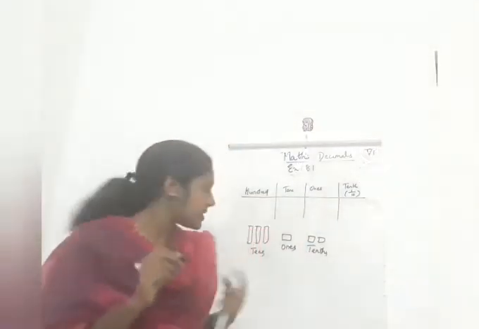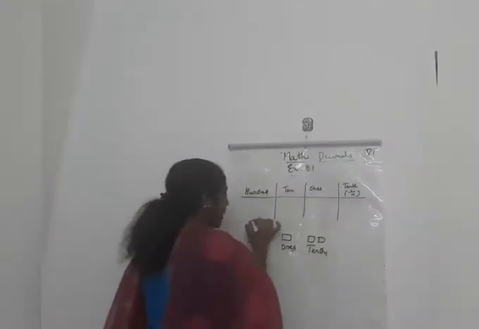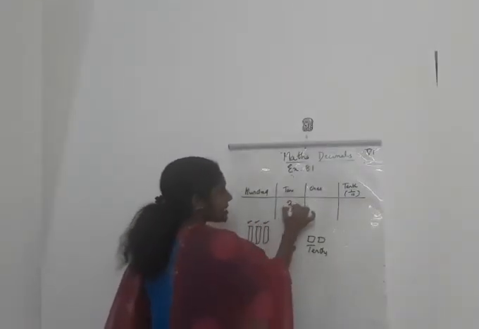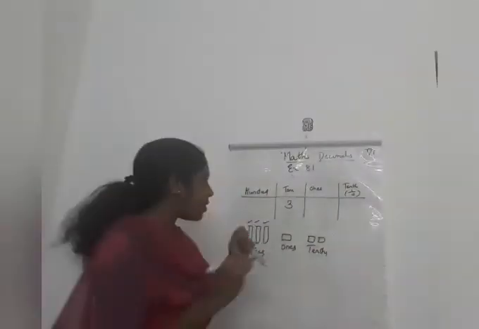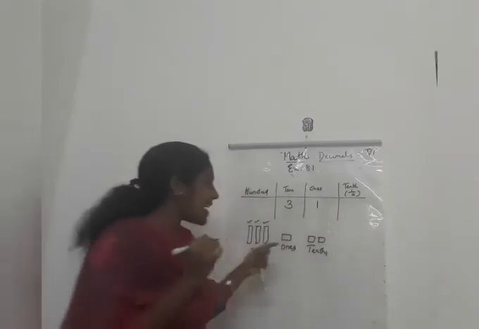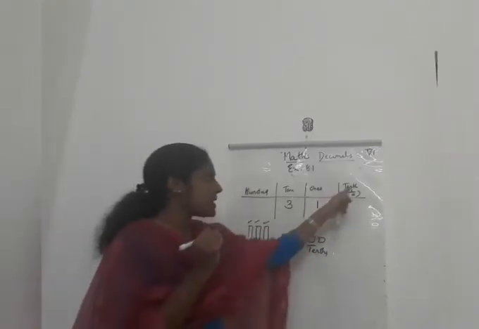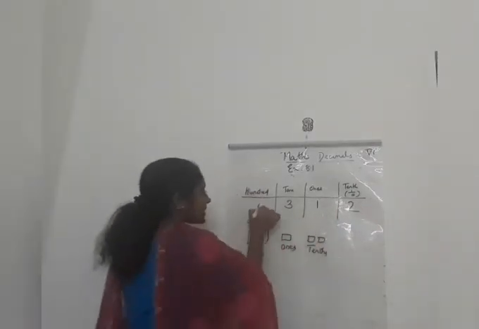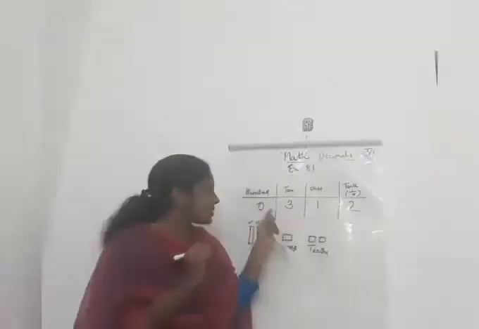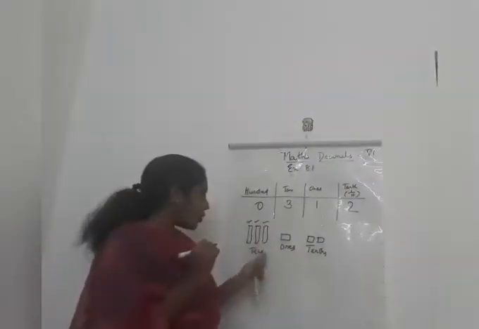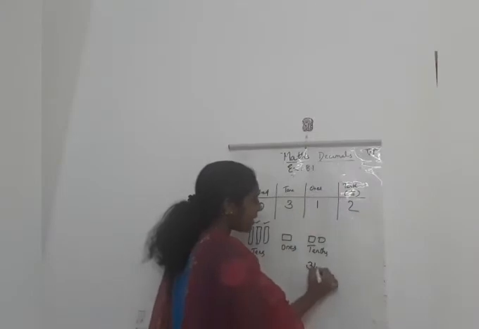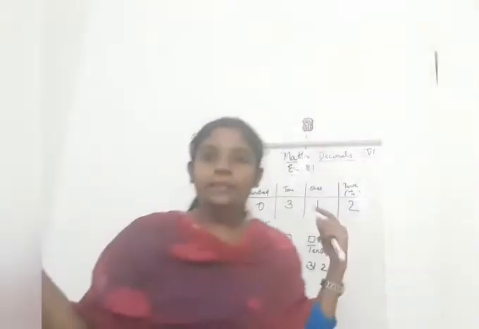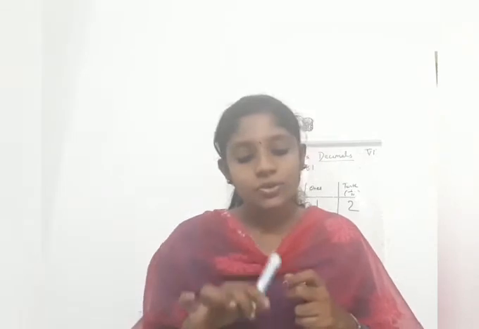So what you have to do is, for the 10s place, count how many blocks are given: 1, 2, 3. That you have to write in the 10s column. 10s, 3 blocks. In ones there is only one block, so you have to write it in the ones place. In the tenths place there are two blocks. Tenth means it is 1 by 10. You have to write 2. In the 100s place there is nothing, so you have to write 0. Okay, so this is the answer. You have to count how many are given in each place. So what is this? 31.2. Okay, so like that do the next one.